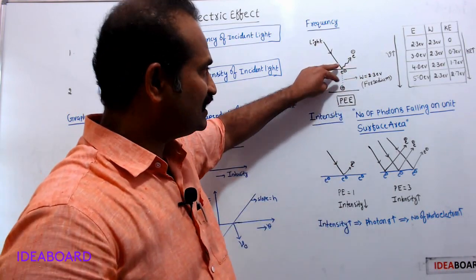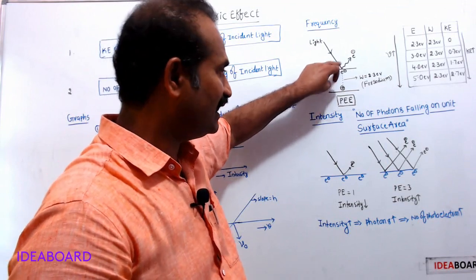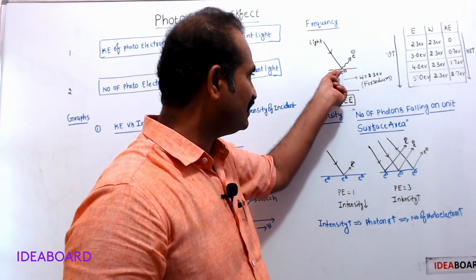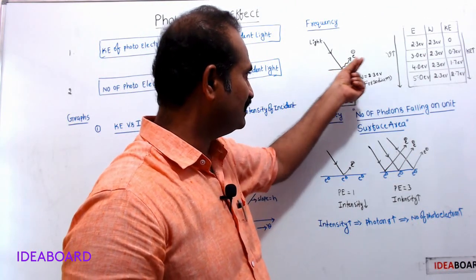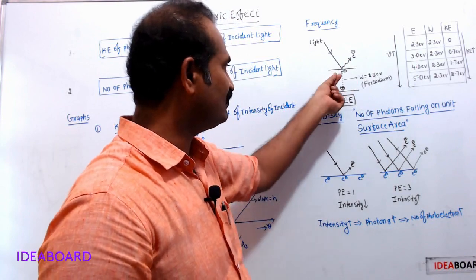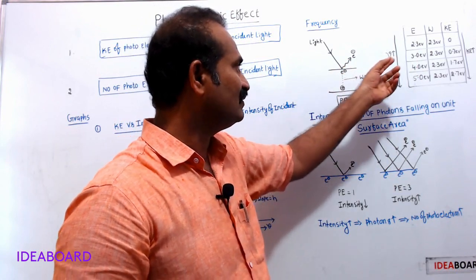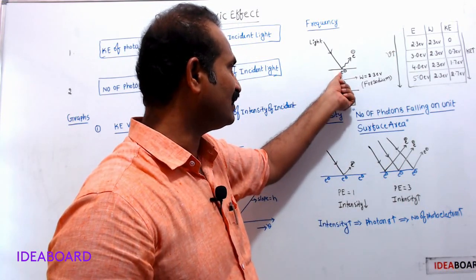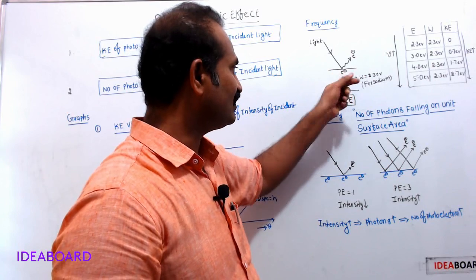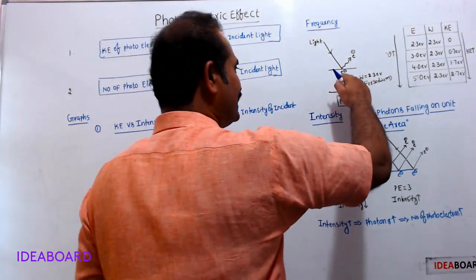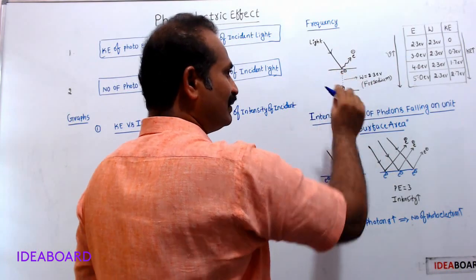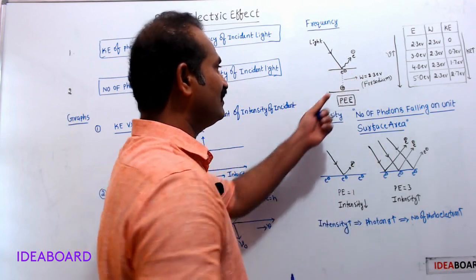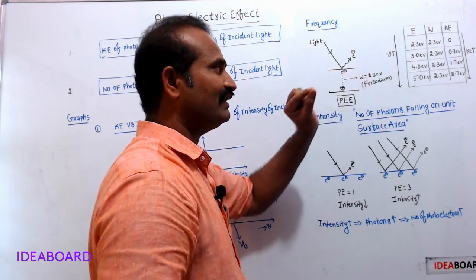Let us assume the incident photon energy is 2.3 electron volts. Therefore this electron picks up that photon whose energy is 2.3 electron volts. After receiving that 2.3 electron volts from the photon, this electron utilizes that energy to break this bond. That supply of 2.3 electron volts is exactly enough to break this bond. Therefore the electron is free from the surface, and the photoelectric effect takes place.